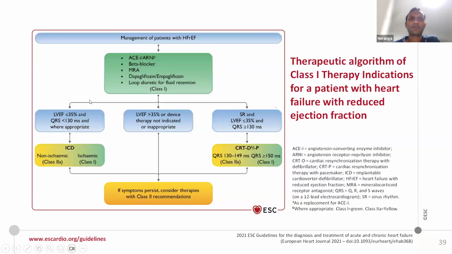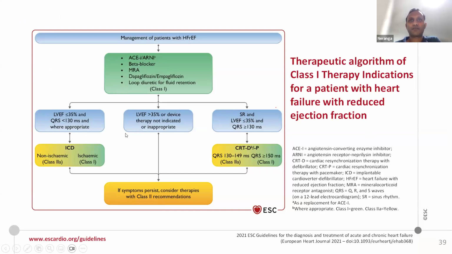So for HFrEF management, usually we have to start these 4 drugs: ACE inhibitors or ARNI, beta blockers, MRA, and dapagliflozin or empagliflozin. And if the QRS is wide, there's a place for cardiac resynchronization therapy. And if EF is low, there's a place for ICD also, to prevent sudden cardiac death.